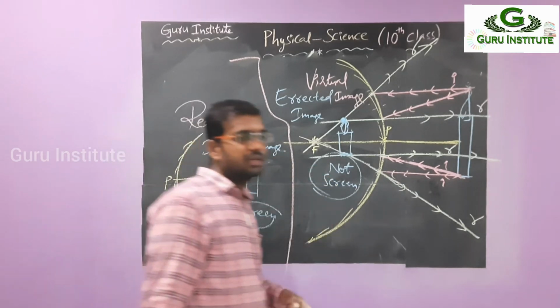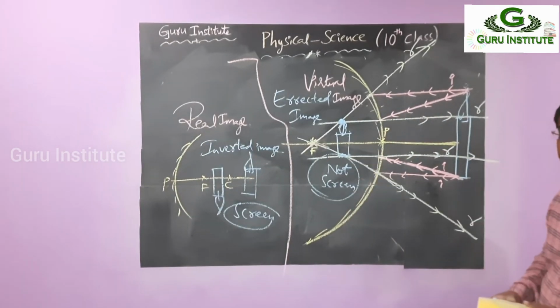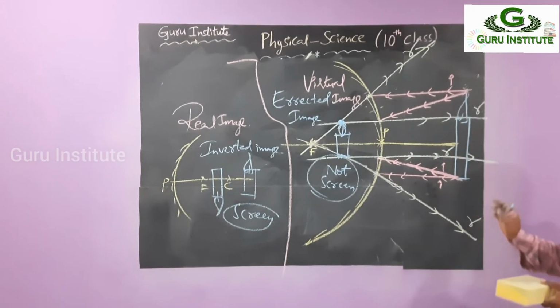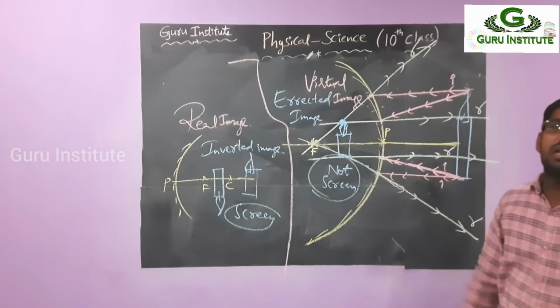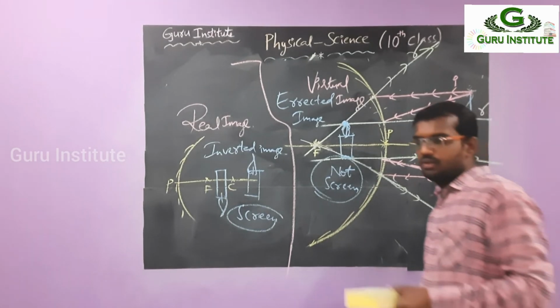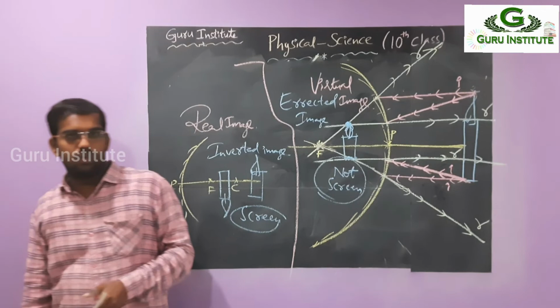Coming to the convex mirror, it always forms the image inside the mirror, and it is a straight one, and automatically we are not able to keep the screen inside the mirror. So that's why it is a virtual image. That is a real image. This is a virtual image. Okay, children, this is today's topic. Today's topic is over, right?